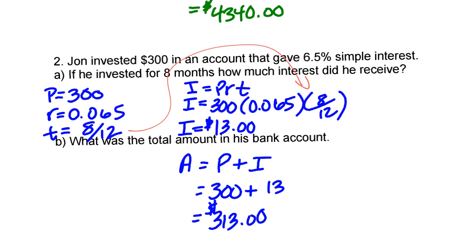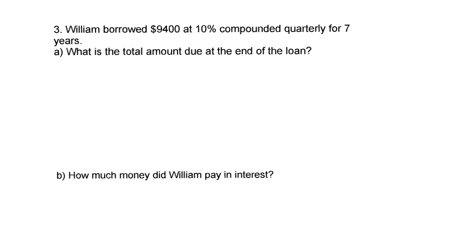We're going to be taking a look at questions that deal with compounding quarterly and the amount due at the end of a loan. All right, so this question talks about compound interest, okay? This question has William, who borrows $9,400 at 10% compounded quarterly for 7 years, okay? And these are the key numbers in our problem.